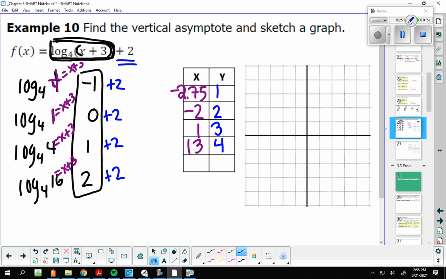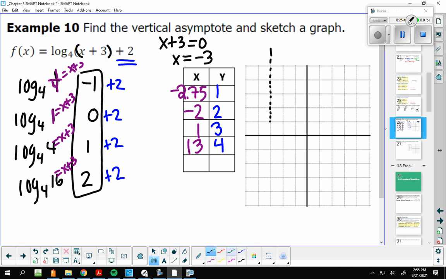So let's plot these points. Actually, I didn't talk about the vertical asymptote. Your argument cannot be 0. We can never take the log of 0. That means this argument, x plus 3, whatever value makes that 0 is going to be where our vertical asymptote's at. So we take the argument, set it equal to 0, and that means we have a vertical asymptote at negative 3. Because if we were to plug in negative 3, we'd get an argument of 0, which we can't have.